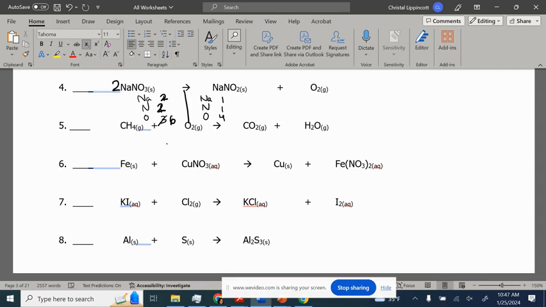Then I'm going to come back over here. I need to have 2 of these, so I'm going to put a 2 here. That's going to give me 2 sodiums. It's going to give me 2 nitrogens. And it's going to give me 4 oxygens here, plus another 2 takes me up to 6.